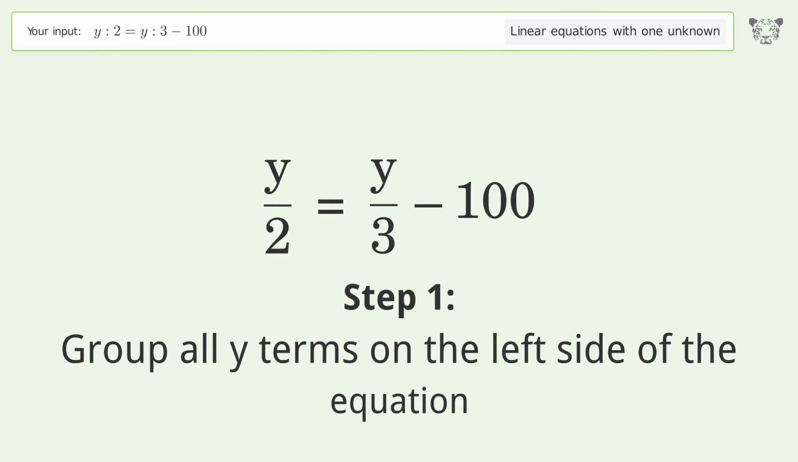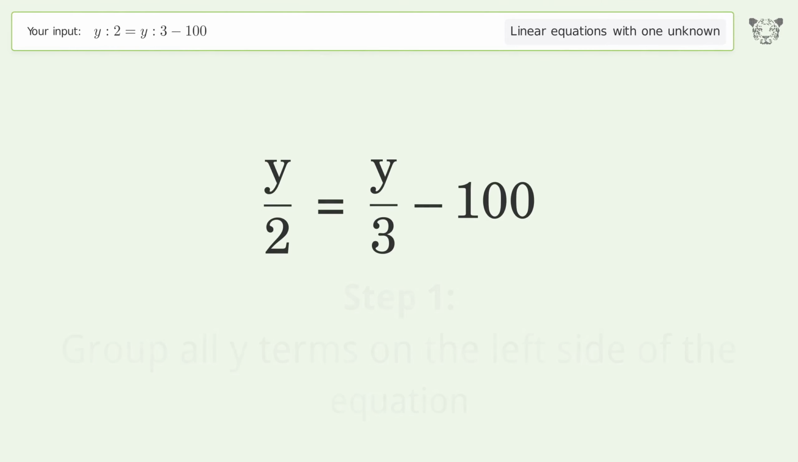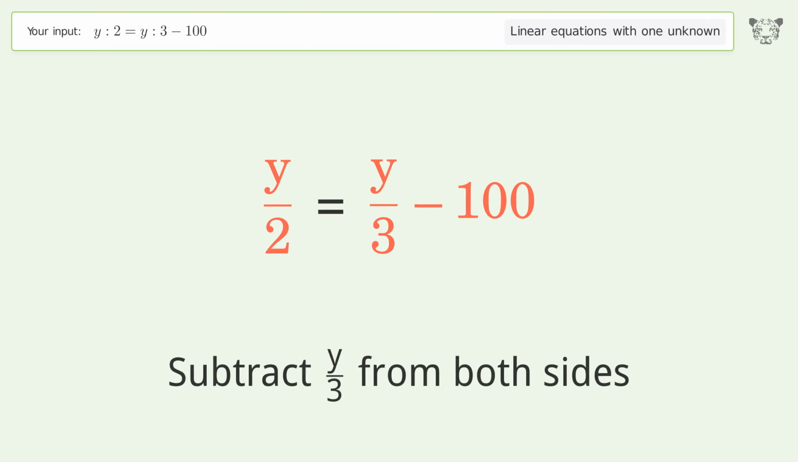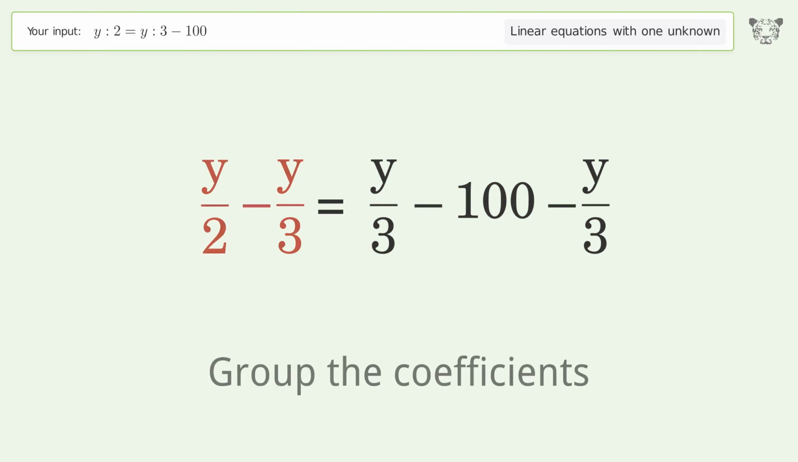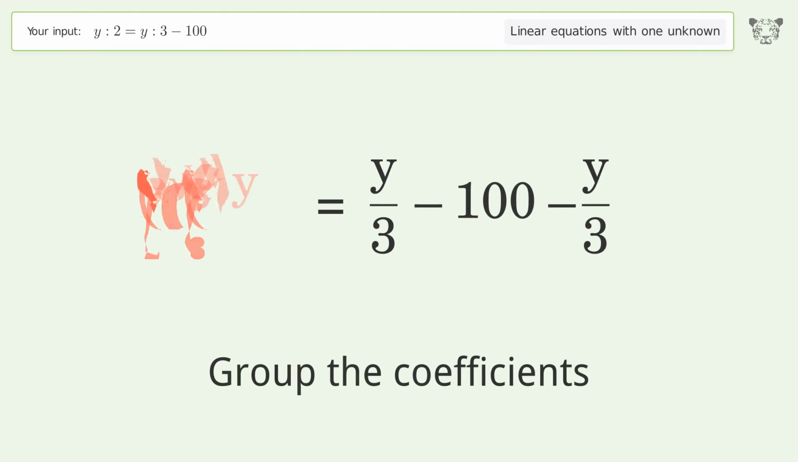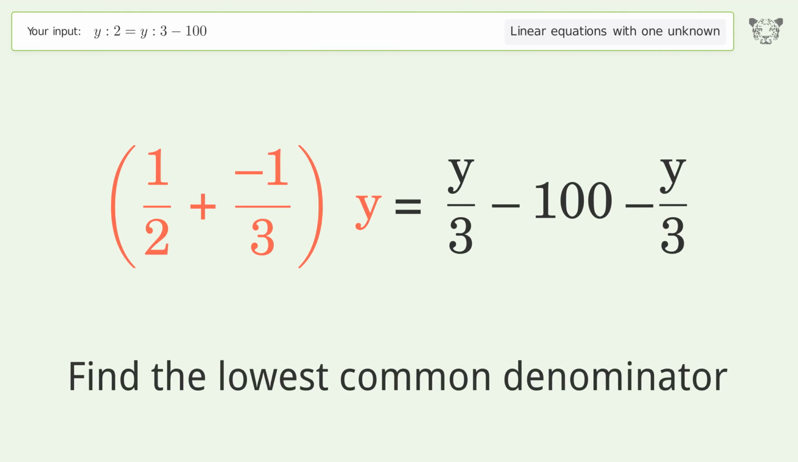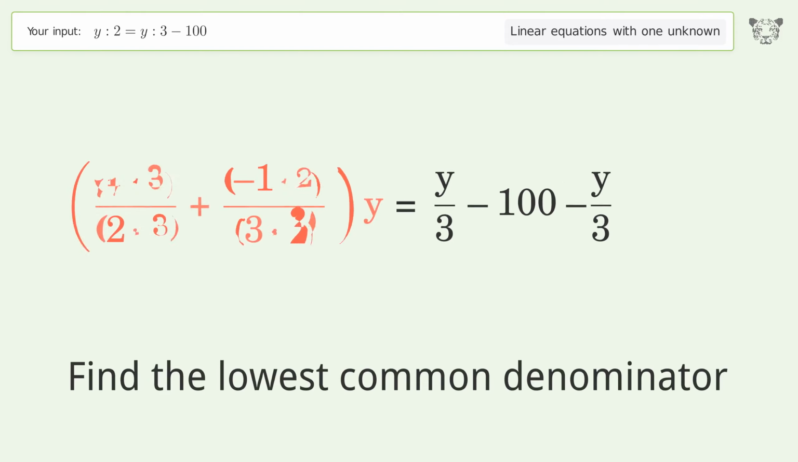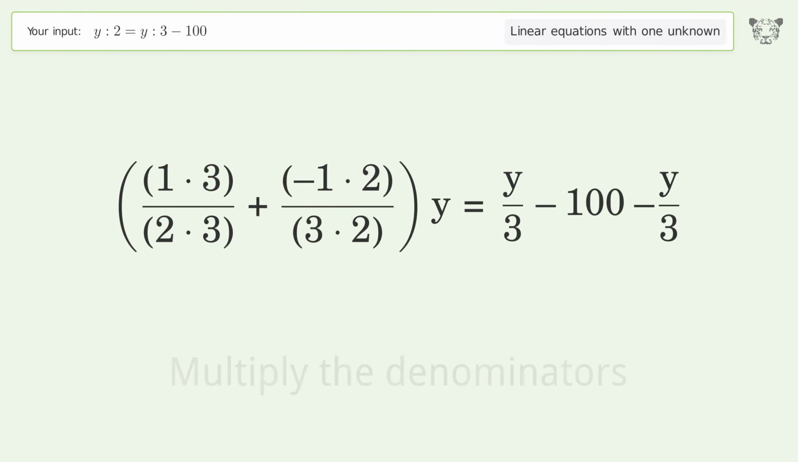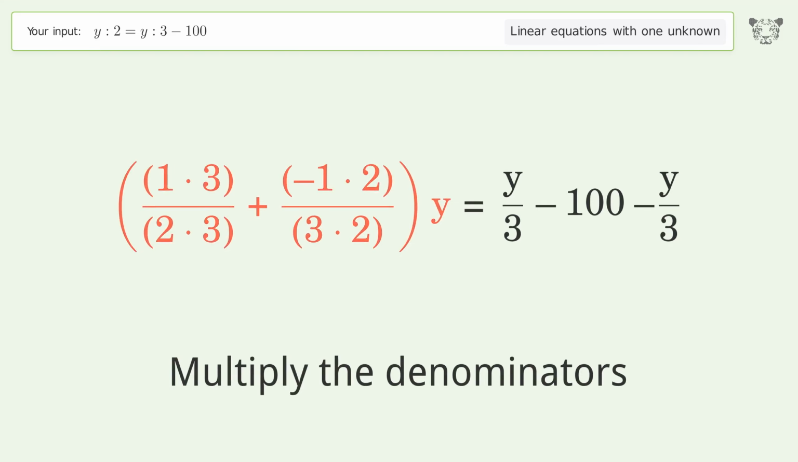Group all y terms on the left side of the equation. Subtract y over 3 from both sides. Group the coefficients. Find the lowest common denominator. Multiply the denominators.